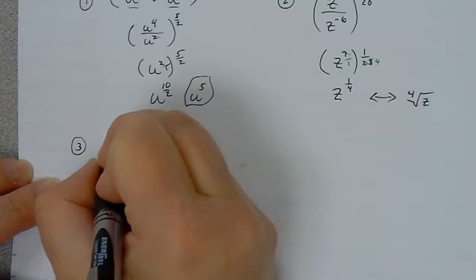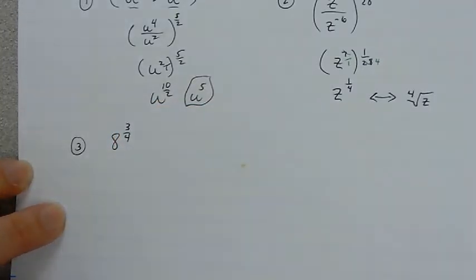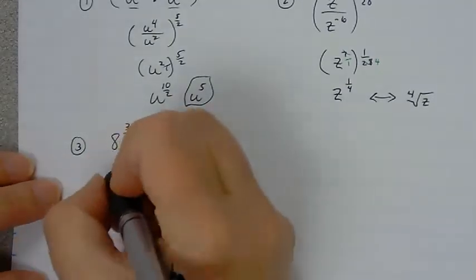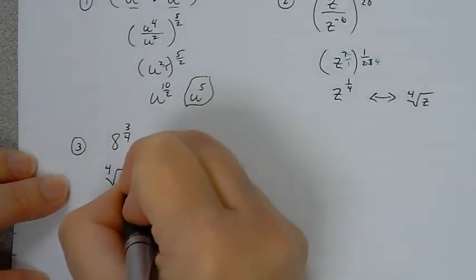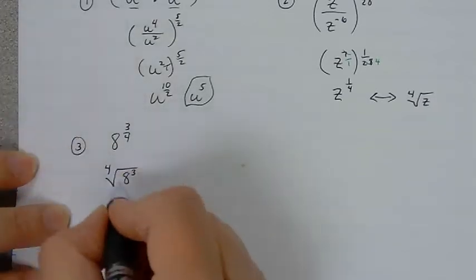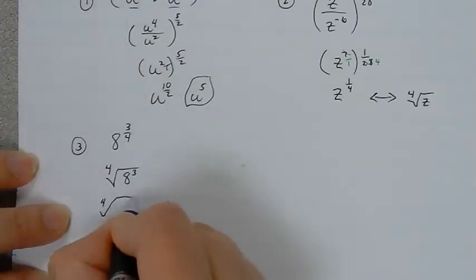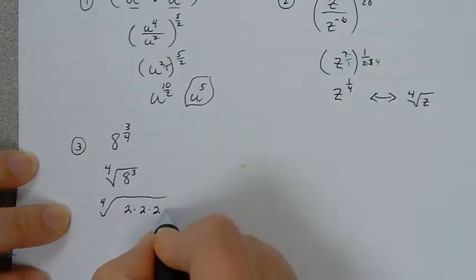8 to the 3/4 power. So I want to try to simplify this one. So the first thing I'm going to do is turn it into radical form. So I have the 4th root of 8, and then I can put the 3 on the outside or put the 3 on the inside. It doesn't matter which one. But what I'm going to do is first see if I can take the 4th root of 8. Well, I'm going to break down 8 into, I know that 8 is 2 times 2 times 2, and I have that thing 3 times.